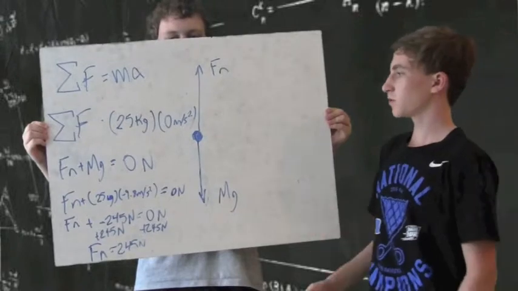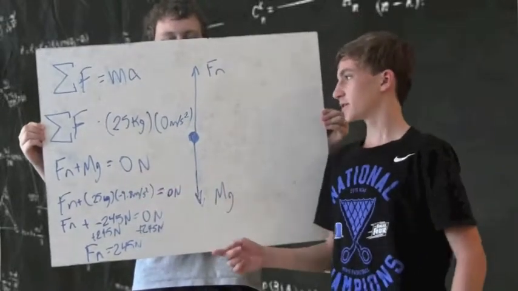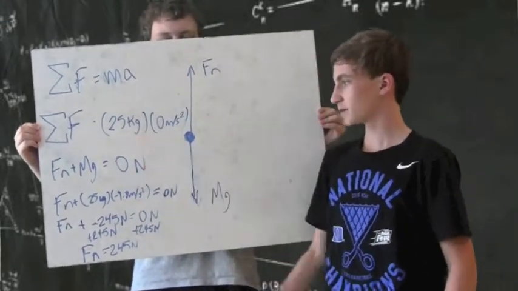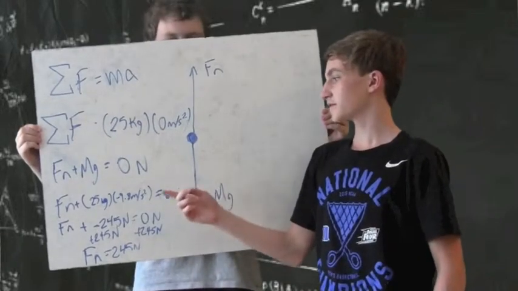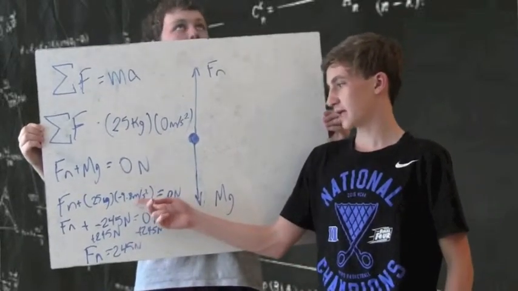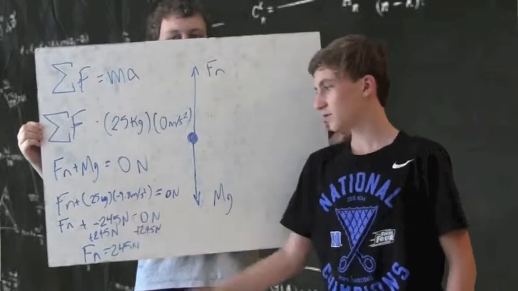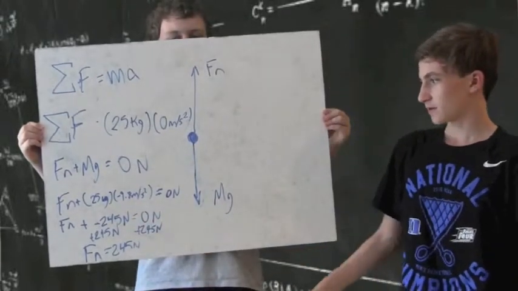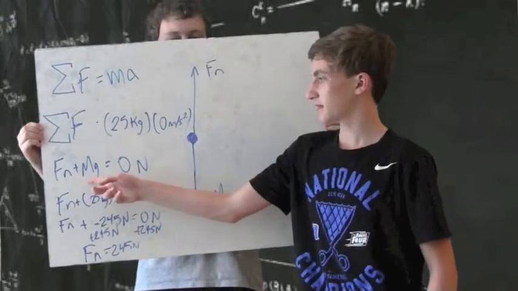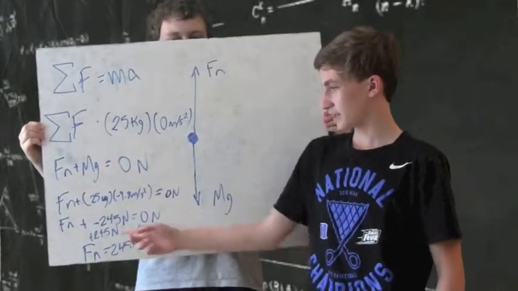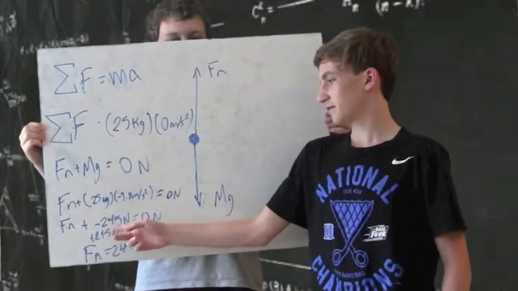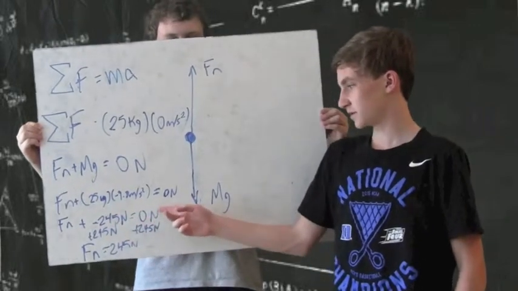So in this situation, we can solve for mg, because we know the mass, 25 kilograms, and gravity, the acceleration due to gravity, is always negative 9.8 meters per second squared. So if you multiply them together, you get negative 245 newtons. So we know that the equation Fn plus mg equals 0 newtons. We plug that in. Fn plus negative 245 newtons is equal to 0 newtons.